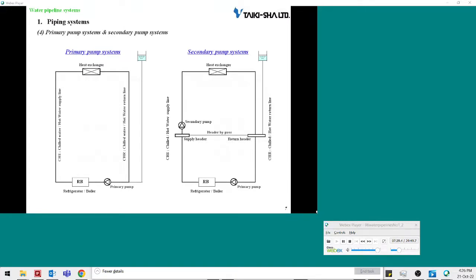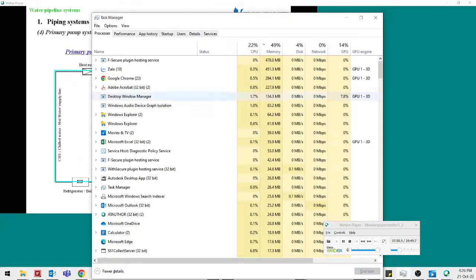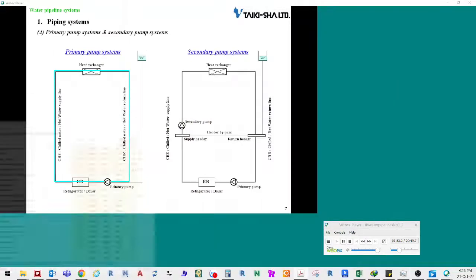Primary pump systems and secondary pump systems. The primary pump system uses one pump in a single path, while the secondary pump system uses two pumps in a double path. As shown on the slide, the primary system is simple. Water is sent from the heat source to equipment on the load side by one pump.